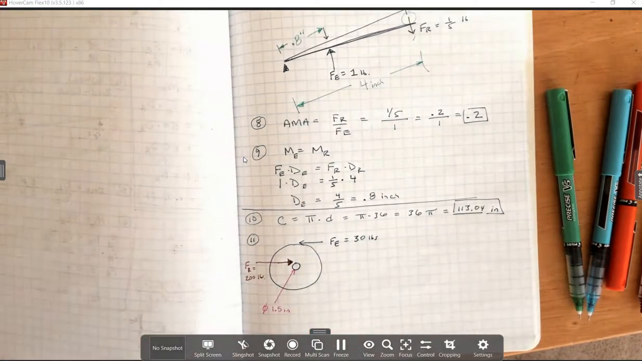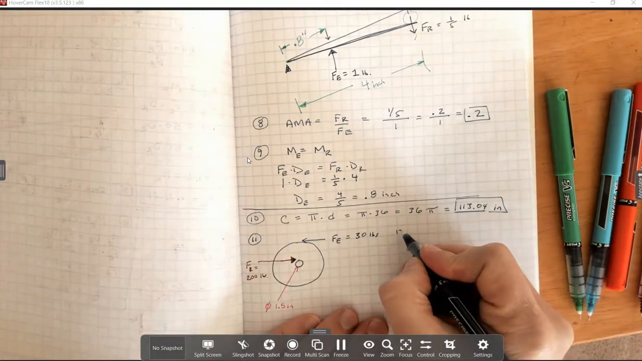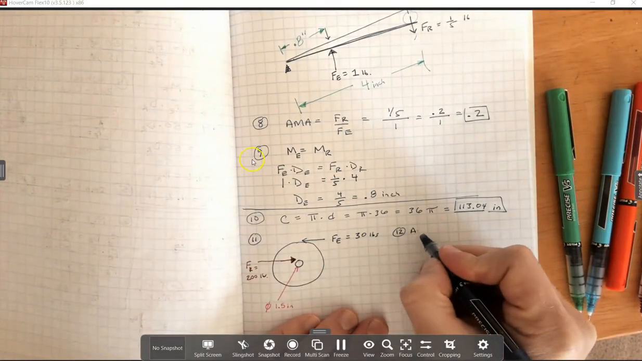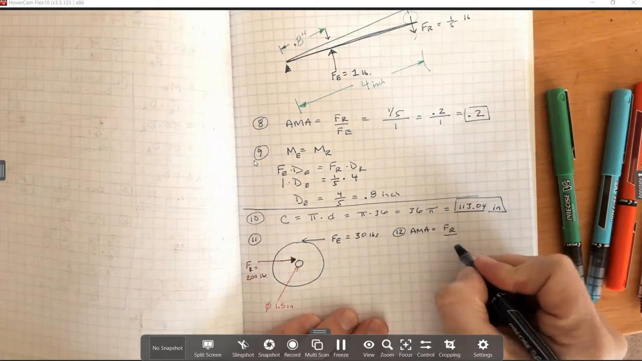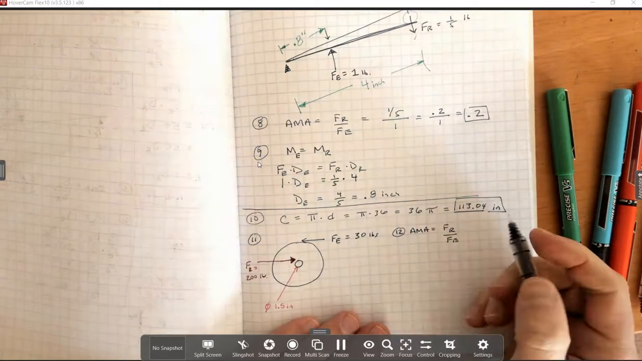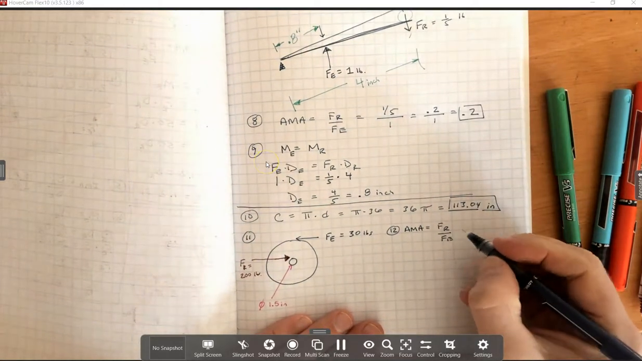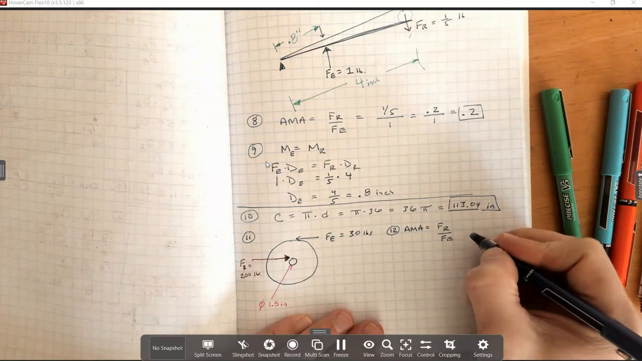Okay, so there's our picture. Number 11 asks us to sketch and annotate, which is what we just did. Number 12 asks what is the required actual mechanical advantage of the system. So number 12 is going to follow up with the same picture, and AMA, the actual mechanical advantage, is found using the ratio of the forces. So the actual forces help to account for friction and other things that are in the problem, and had we used only distances, we would be ignoring those things.